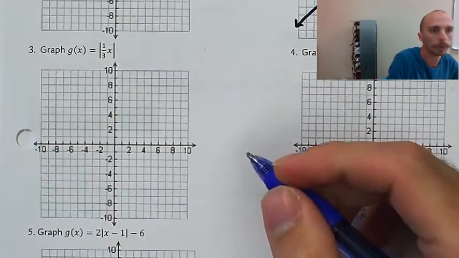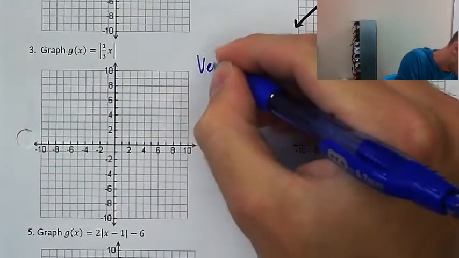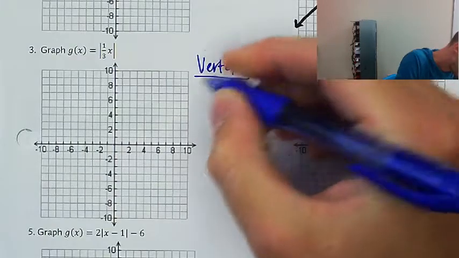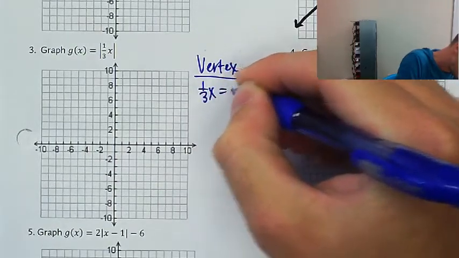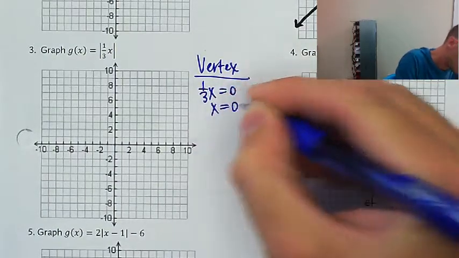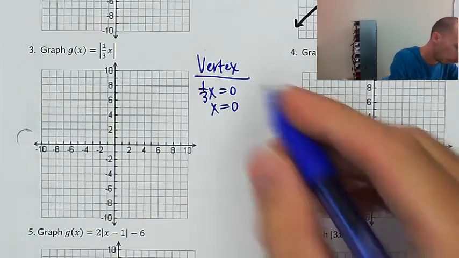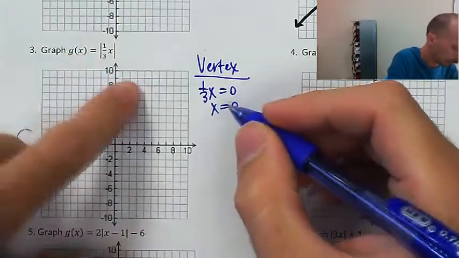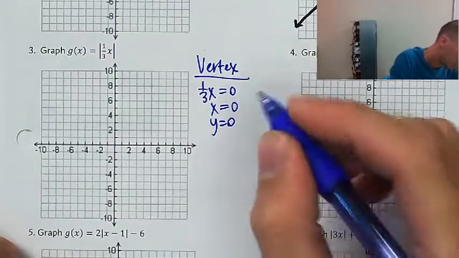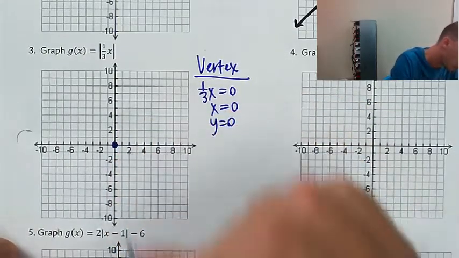All right, graph g equals the absolute value of 1/3 of x. Okay, well, what we're going to do is for the coordinates of the vertex, 1/3 x is equal to 0, and that would be when x is 0. And then y is going to be g of 0, which is going to be 0. Okay, so I can plot my vertex here.